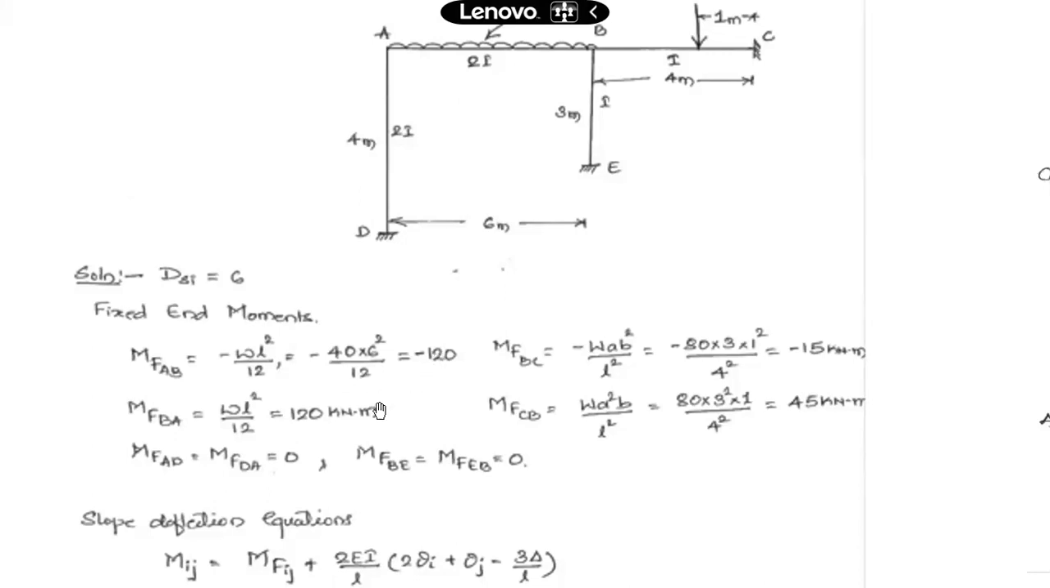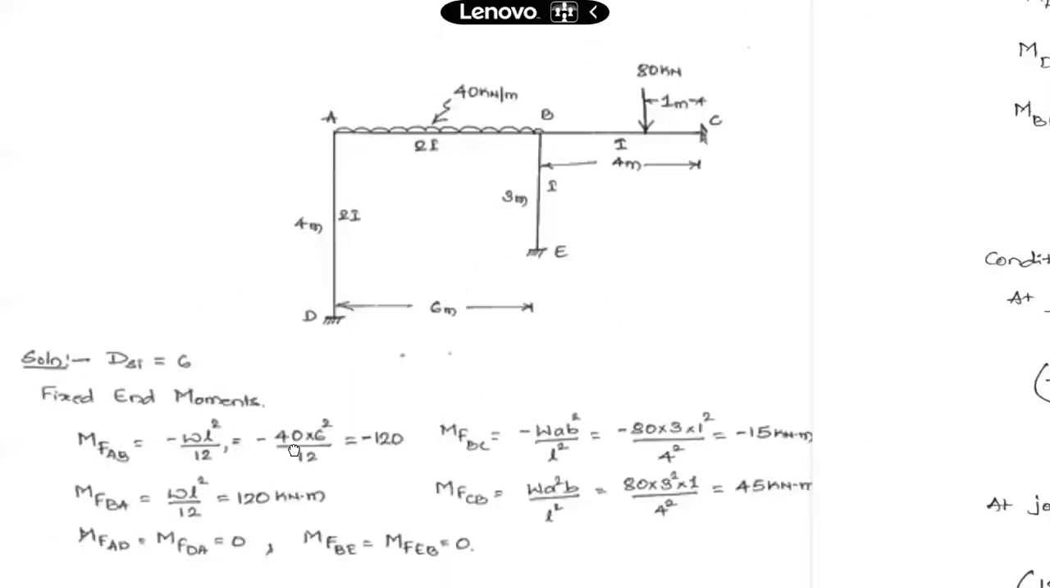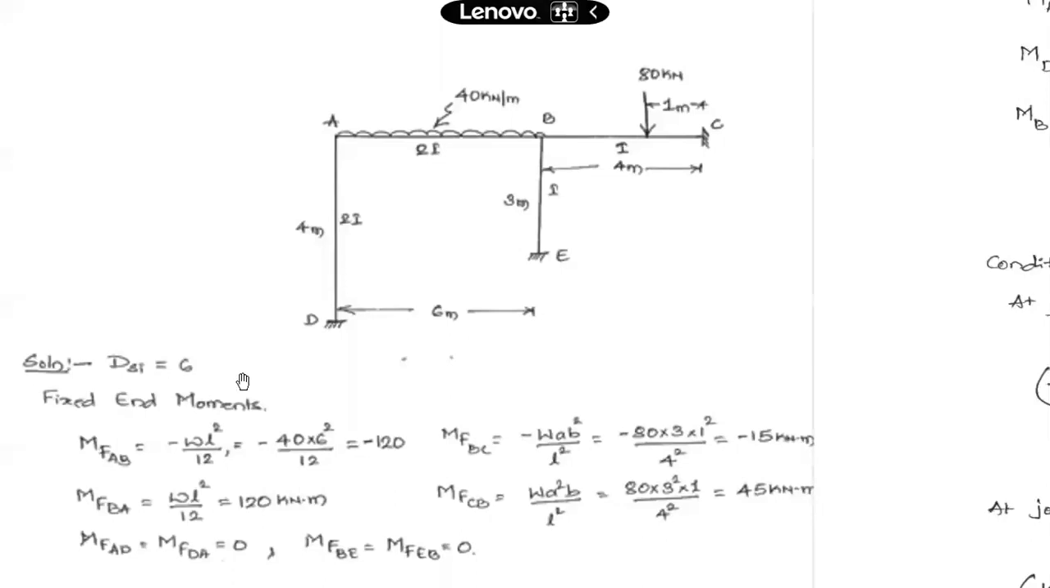For AB, it is minus 120 at A and plus 120 kilonewton meter at B. These are the fixed end moments. Now, looking at static indeterminacy, we get 3, 3, 3, 9 unknown support reactions, minus 3 conditions of equilibrium, so the degree of static indeterminacy is 6.